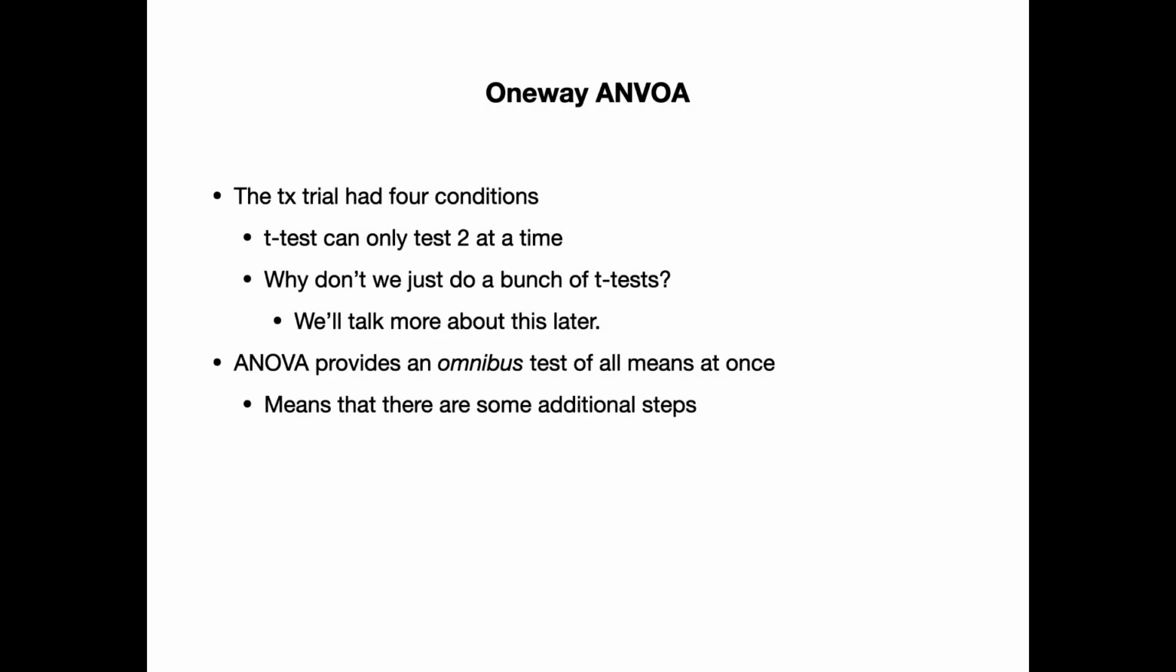Okay, up to this point, we've done a couple of t-tests. One that compared CBT to the placebo condition, one that compared CBT to a combined CBT plus medication condition. But as you might have noticed, the treatment condition actually has 4 conditions, or 4 levels, to it. And t-tests can only deal with 2 at a time. So really our question is, why don't we do a bunch of t-tests?